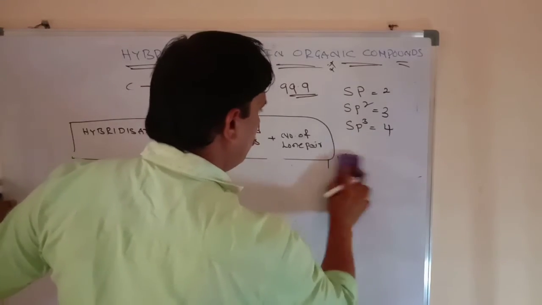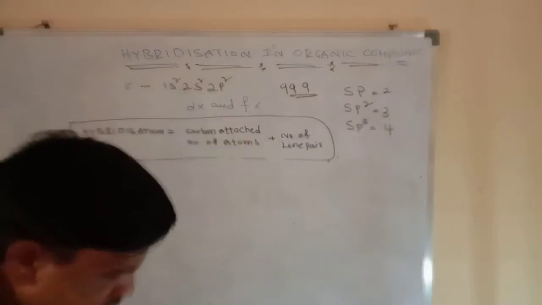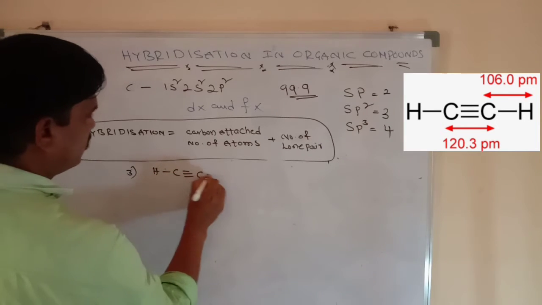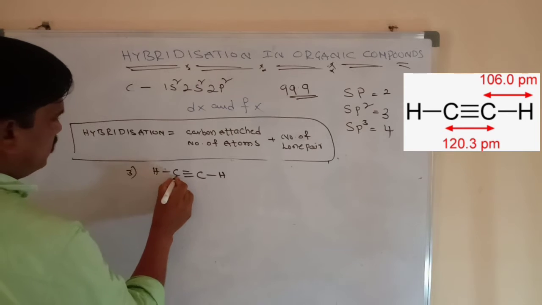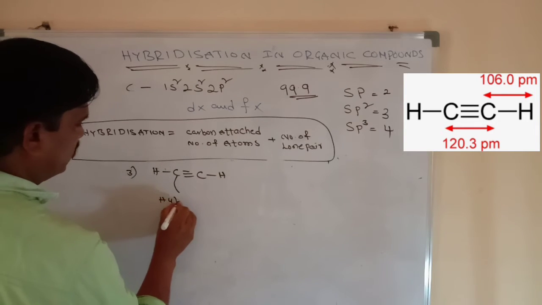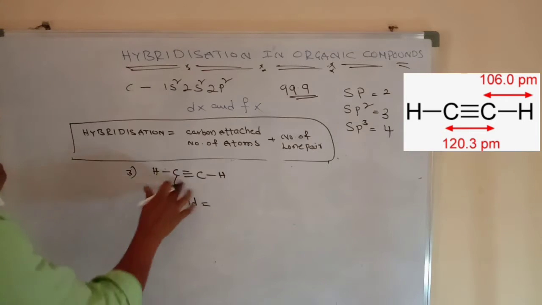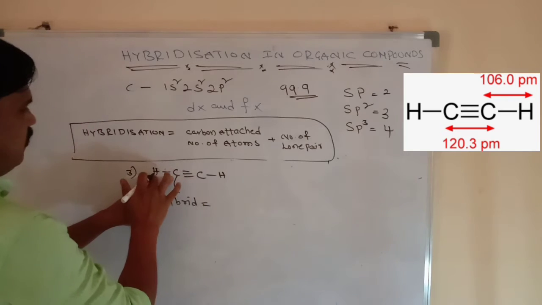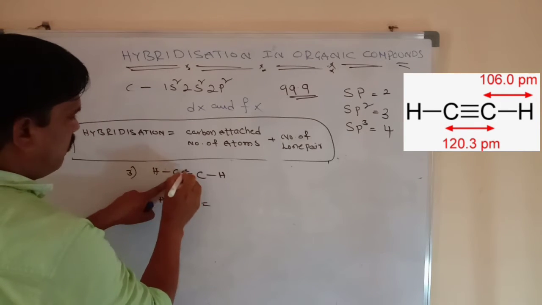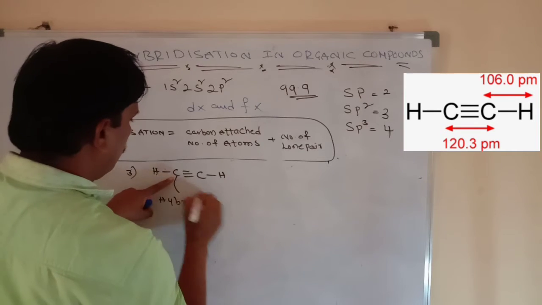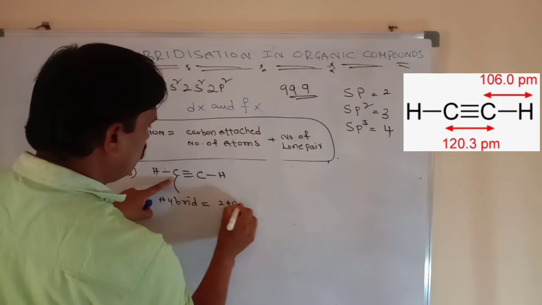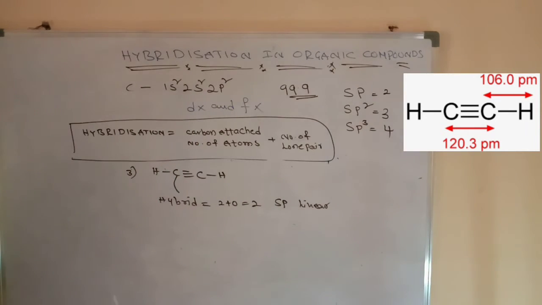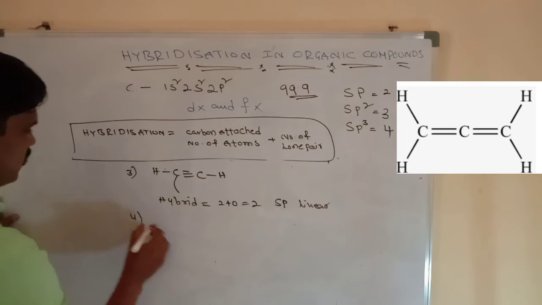Next I want to apply the third example, acetylene, HC triple bond CH. In acetylene, both carbons have a triple bond, and triple bond means sp hybridization. This carbon is attached to how many carbons? One carbon, and again one hydrogen. The remaining two bonds are pi bonds, and pi bonds are excluded. Carbon attached 1 plus 1, 2, plus 0, that is equal to sp hybridization. Which shape? Linear shape.